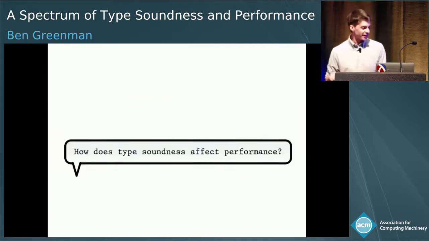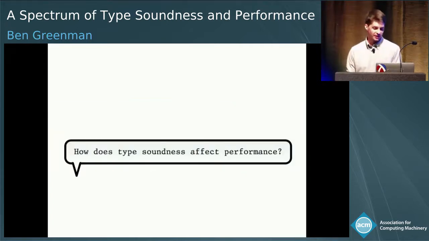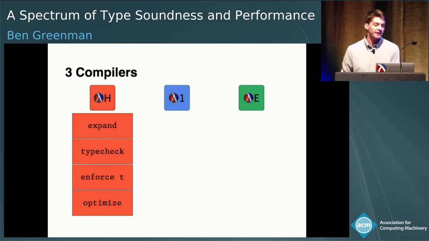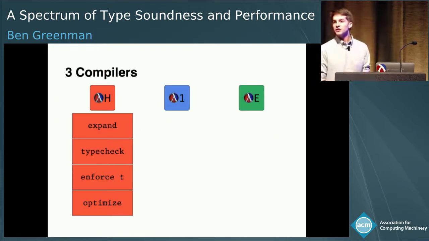Now moving on to performance, how does type soundness affect it? So like I said at the beginning, we took our models and we used them to define 3 implementations for the type bracket language. This gives us 3 compilers. The first one, H, is what type bracket implemented before our work. So it helps to understand its compilation pipeline to explain how we implemented the others.